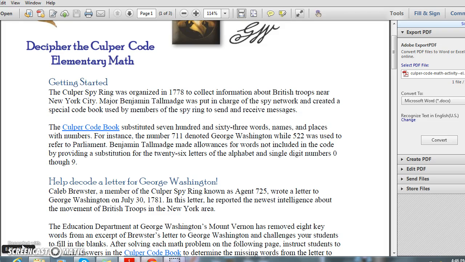And the Culper code comes from the Culper spy ring, which was organized in 1778. And this was to help out during the American Revolution. It was organized by General Washington.